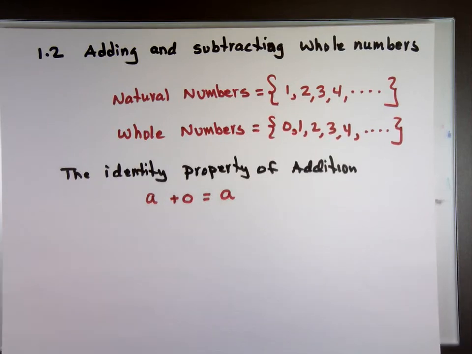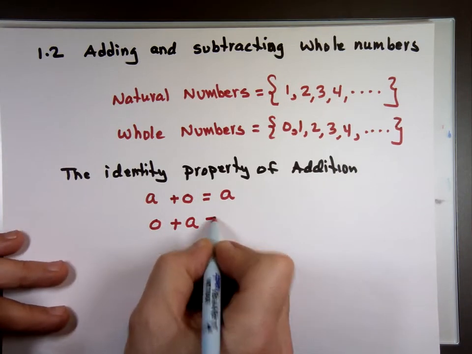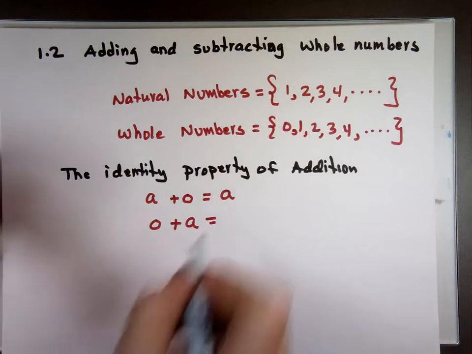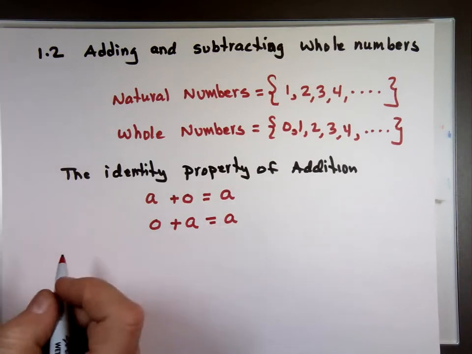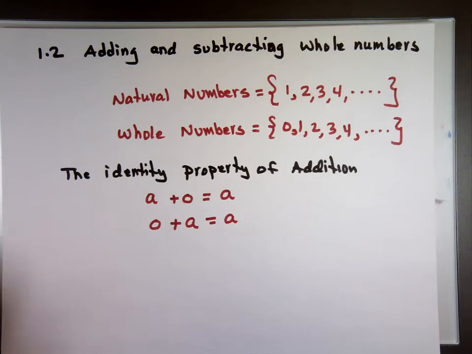If you've got $5 with you, and I say I'm going to give you nothing, how much money do you still have? 5. Or if you reverse it, if you have nothing and I give you $5, how much money do you have now? The number. That's called the identity property of addition.